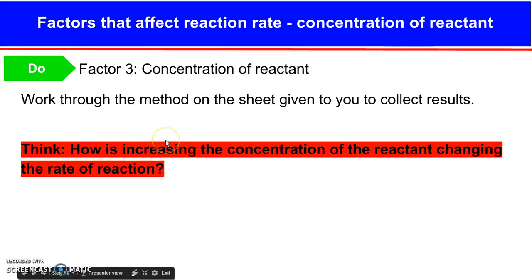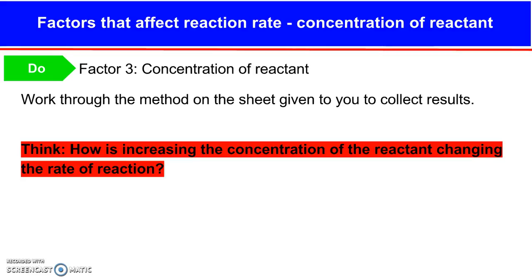Okay, so as we do this experiment, which can get you 2 credits, you are going to be considering how increasing the concentration of the reactant changes the rate of the reaction. And you also need to keep in the back of your mind the 2 things you're controlling, which is the temperature of the experiment and the amount of the reactants that go into it.